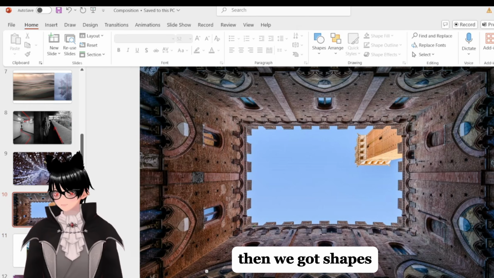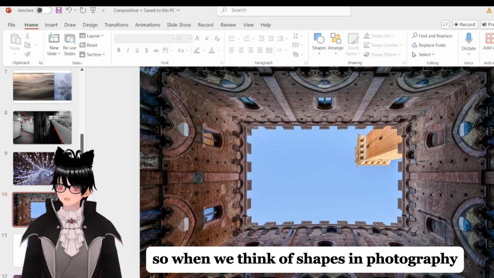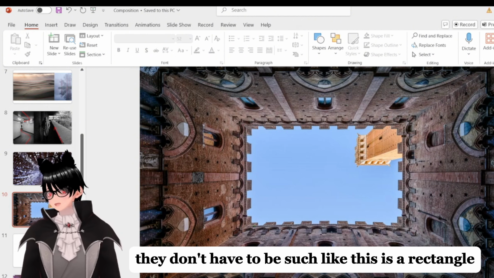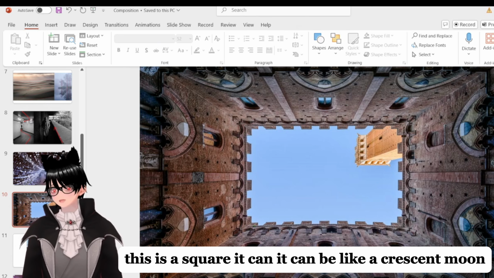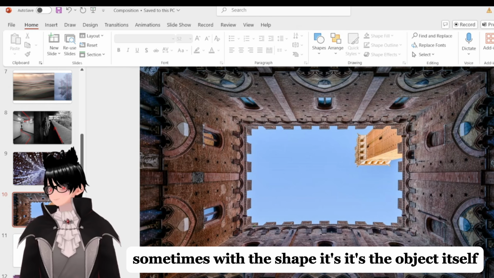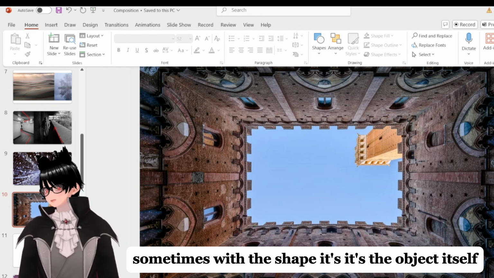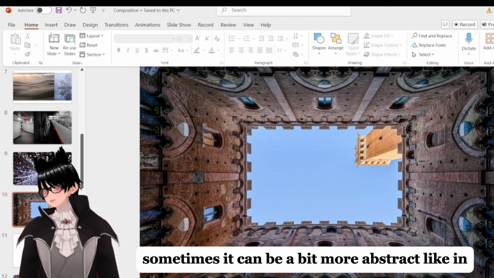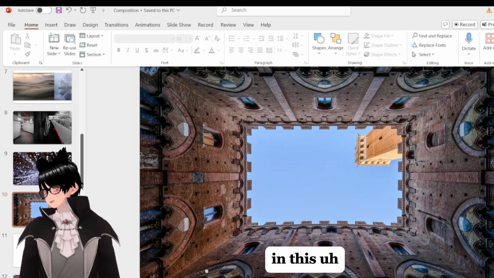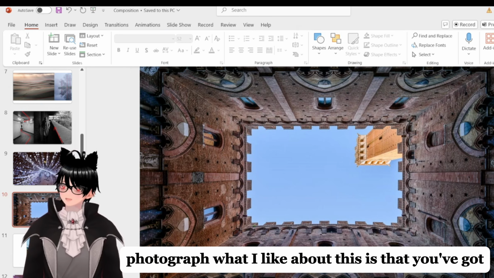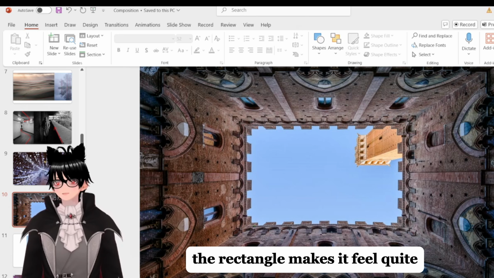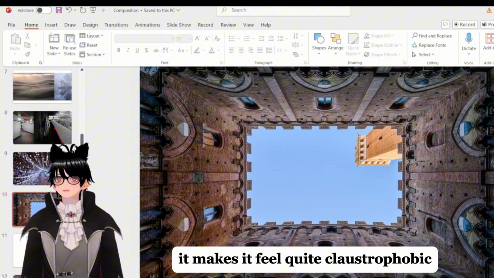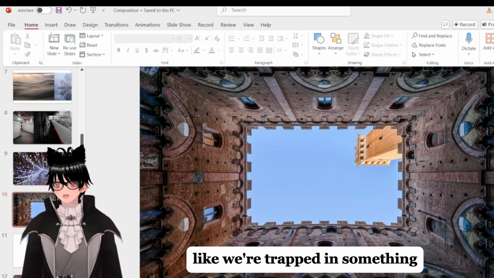Then we've got shapes. When we think of shapes in photography, they can be anything. They don't have to be like, this is a rectangle, this is a square. It can be like a crescent moon. Sometimes with the shape, it's the object itself. Sometimes it can be a bit more abstract, like in this photograph. What I like about this is the rectangle makes it feel quite claustrophobic because we're looking up, like we're trapped in something.